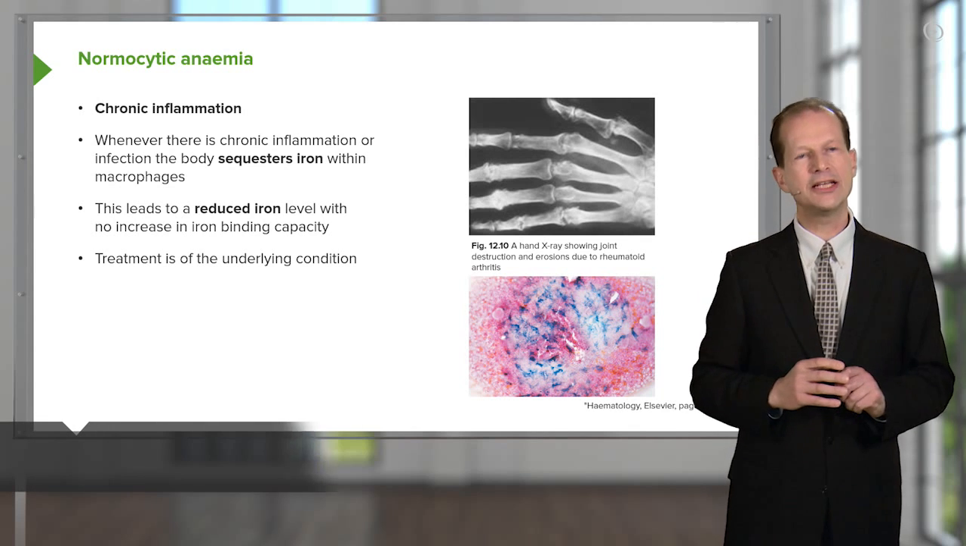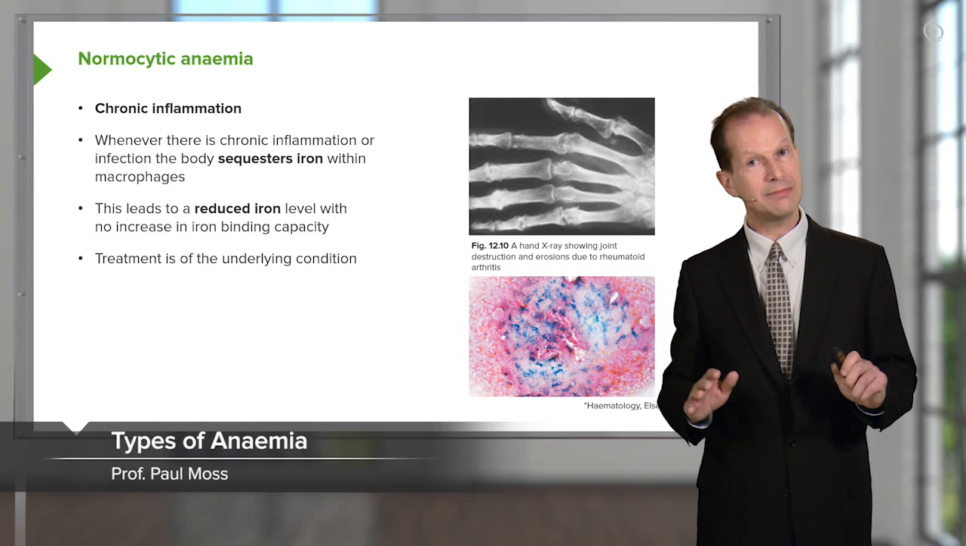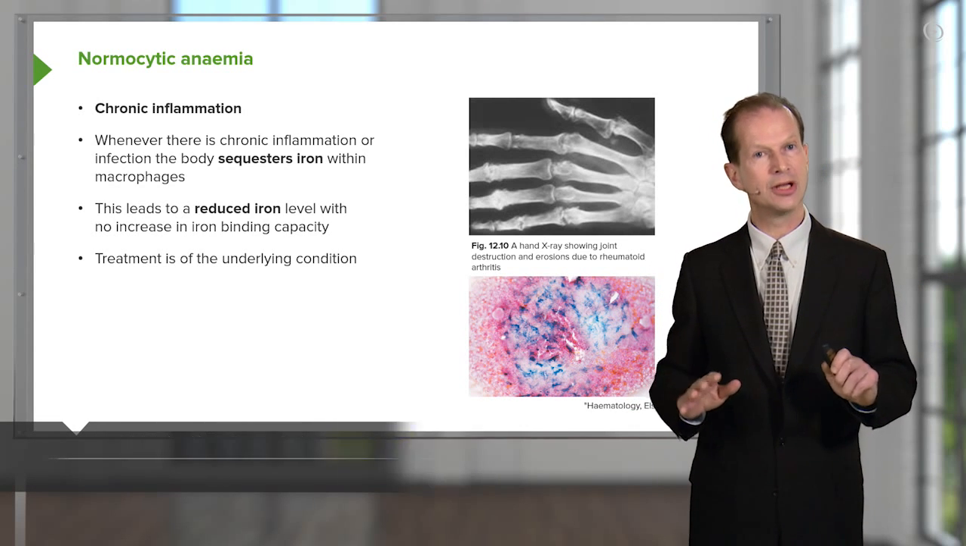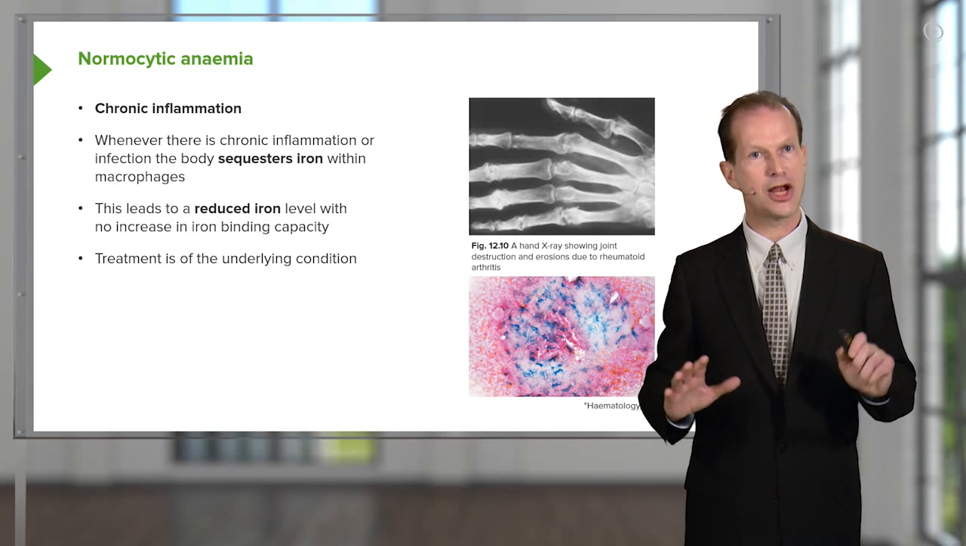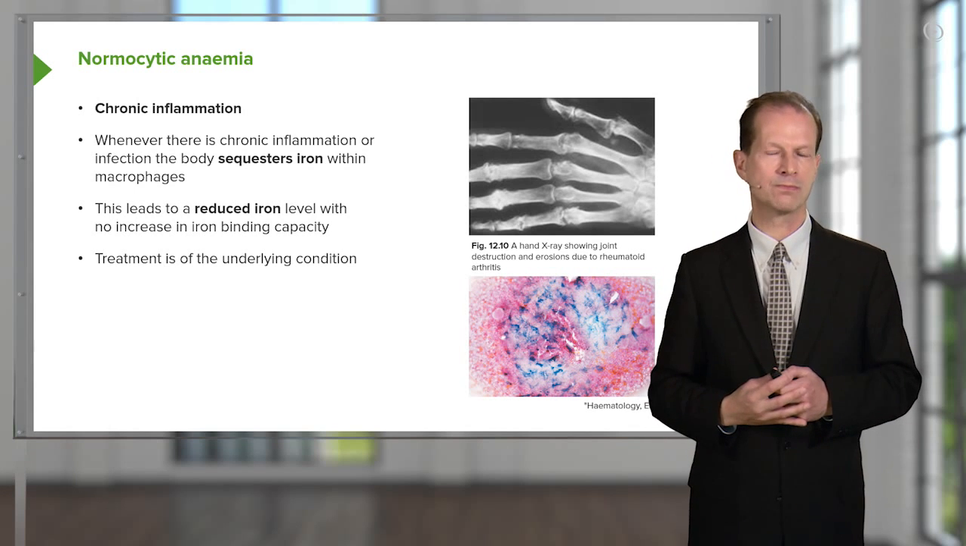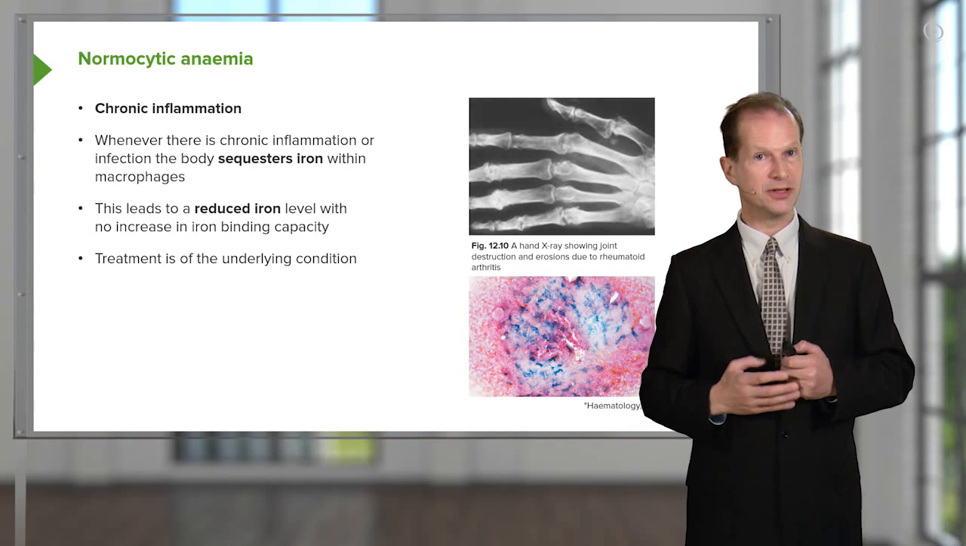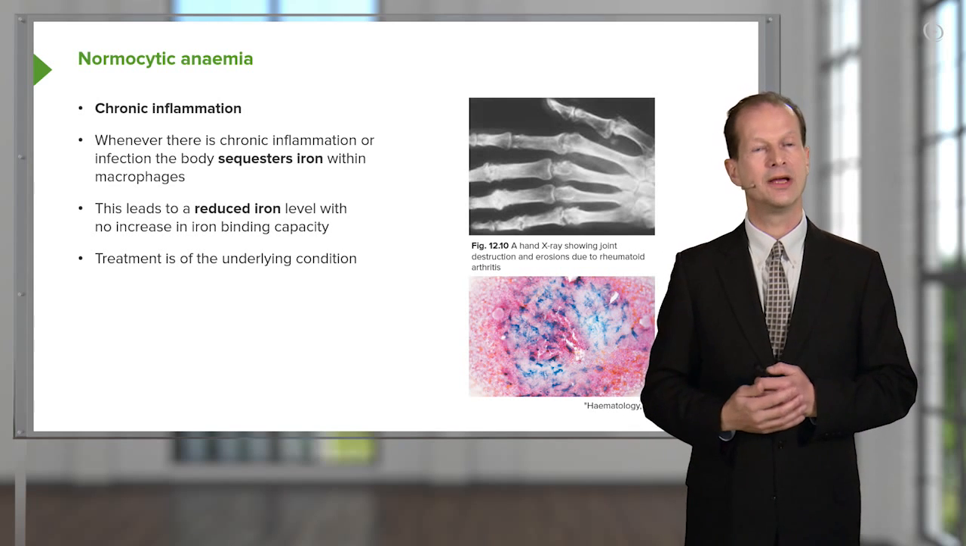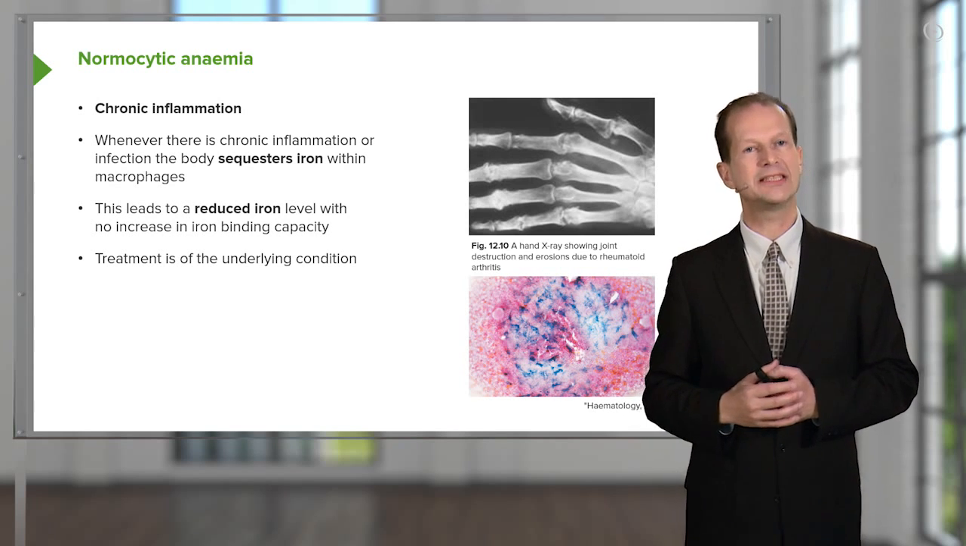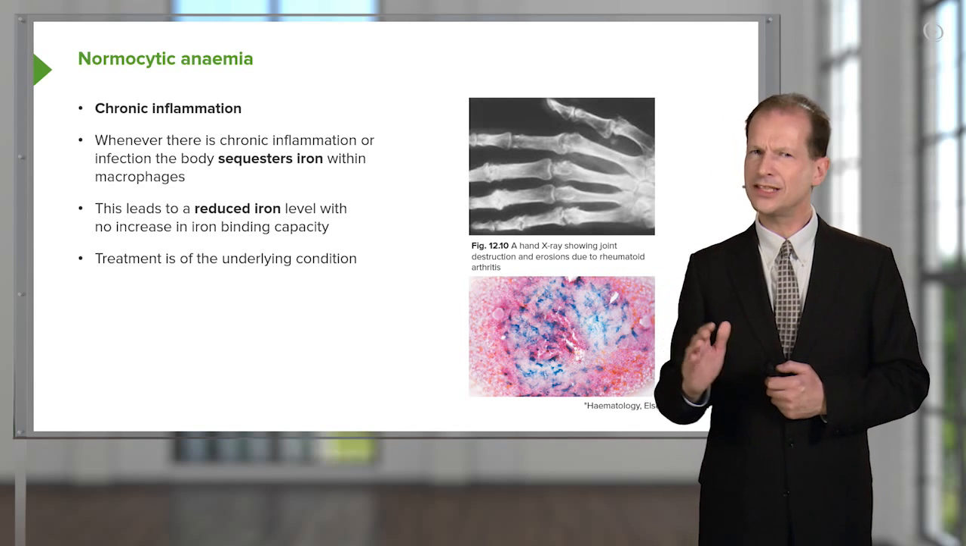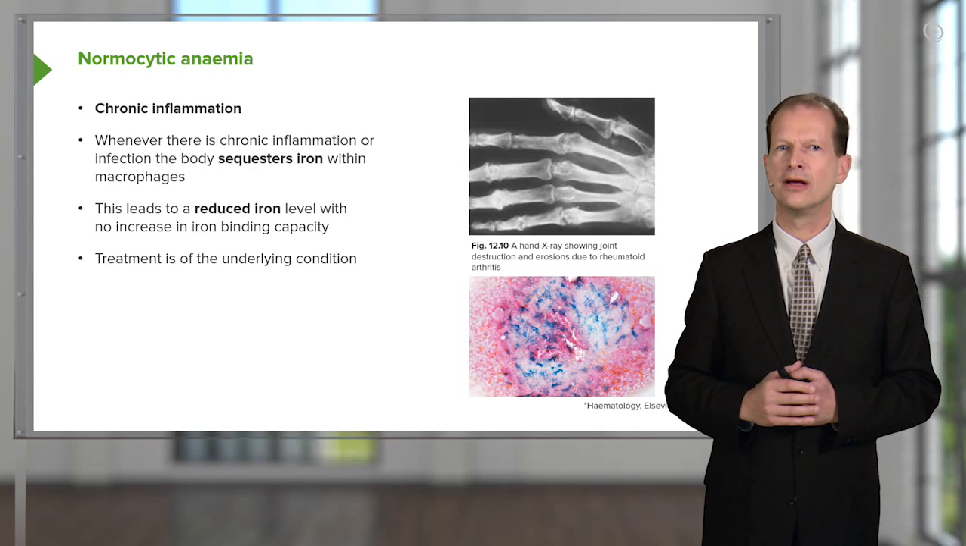Now let's look at a range of diseases in which the anemia is associated with red cells of a normal size, normocytic anemia. One of the most common that we see in hospitals now is the anemia of chronic disease, the anemia of chronic inflammation. This is a very interesting background.